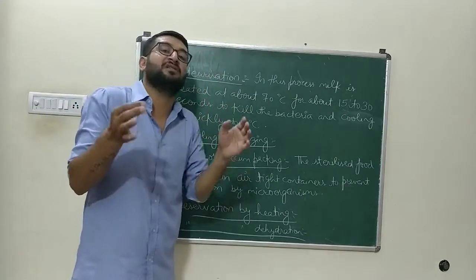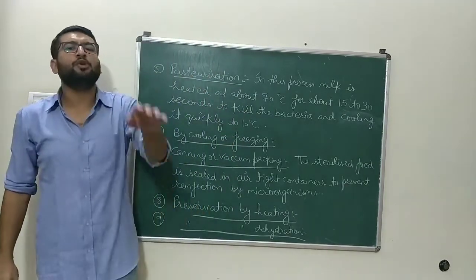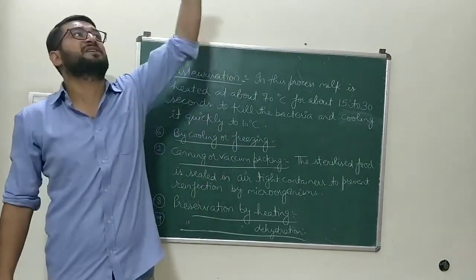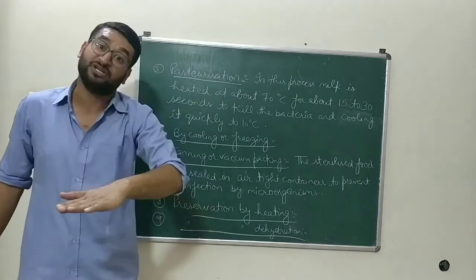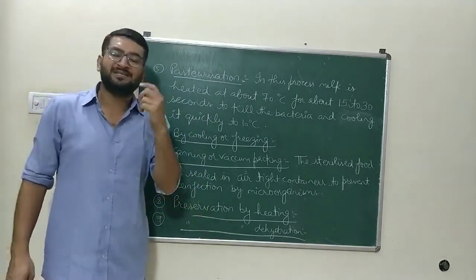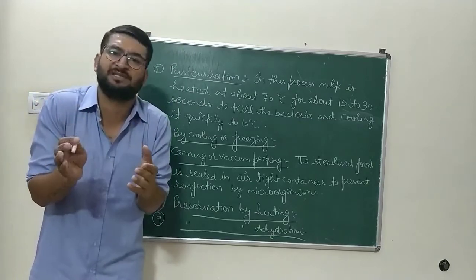That high temperature kills the microorganisms. Then we lower the temperature to 10 degrees Celsius. From 70 we came to 10. The low temperature, which is a very cold temperature. At this temperature, the reinfection of microorganisms is prevented.